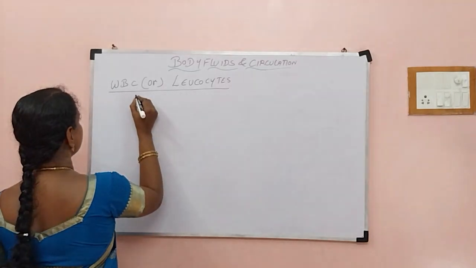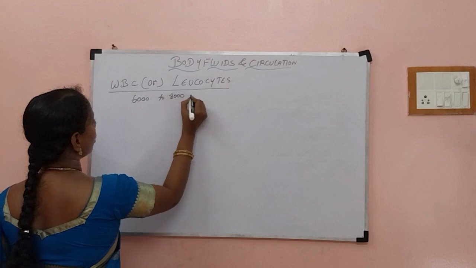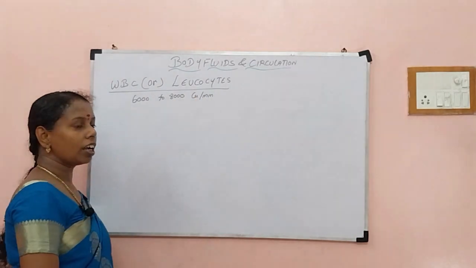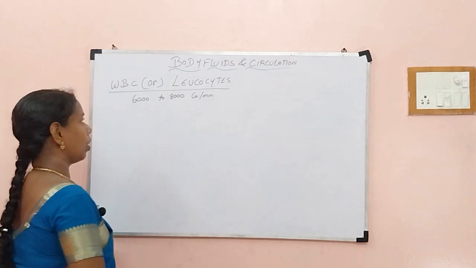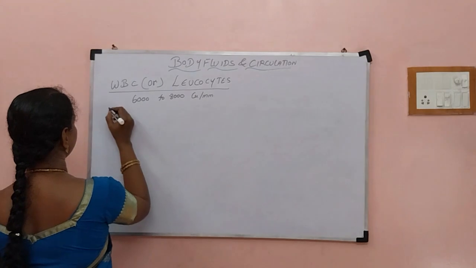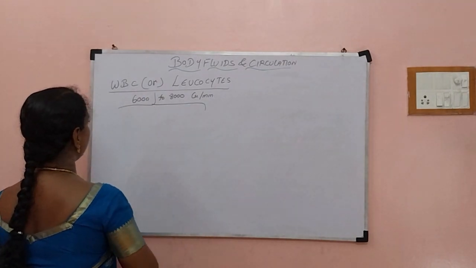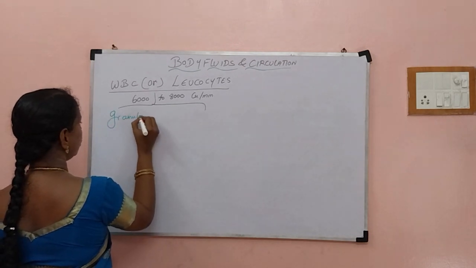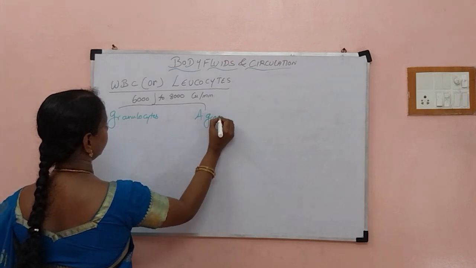The count is 6000 to 8000 per cubic millimeter. As they do not have any pigment and no color, it is called WBC or white blood cells. It is broadly classified into two criteria. One is called granulocytes, where we find granules, and the other is agranulocytes.